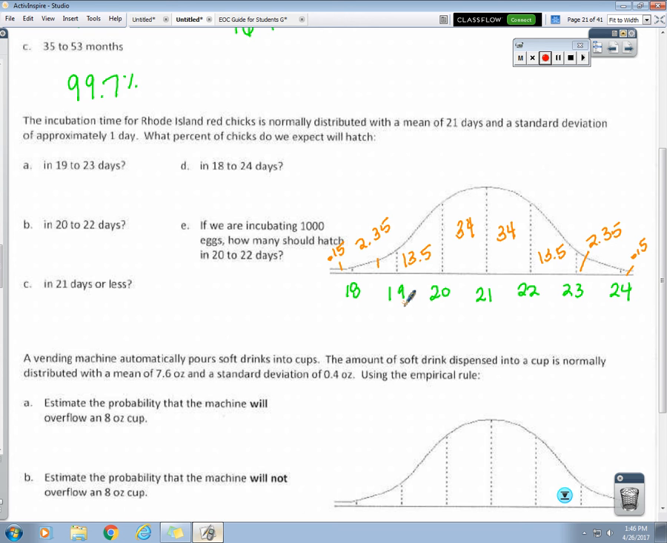Okay, so they want to know what percent of these chicks will hatch in 19 to 23 days. So look, 19 days is right here, 23 days is right here. So you're adding up all sections between those lines. This one, this one, this one, and this one add up to what? 95%.